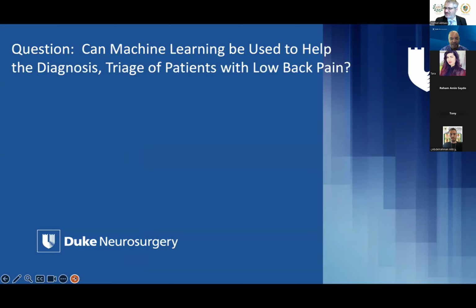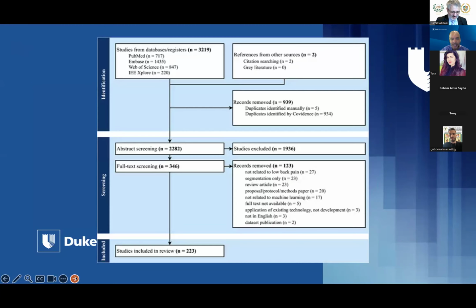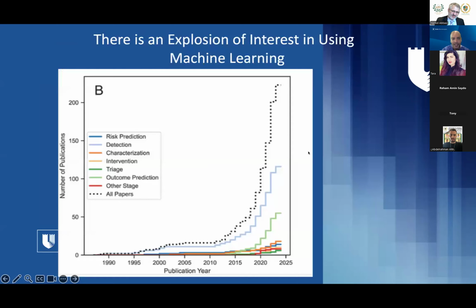So the question that we wanted to ask was, can we use machine learning to diagnose and triage patients with low back pain? This was actually a cover article in the Spine Journal in January. What we did is we looked at some studies. We had about 200 studies at the end of our search. And we split up the care of the patient into four main categories. We looked at risk prediction, then detection, then management, and then outcome prediction.